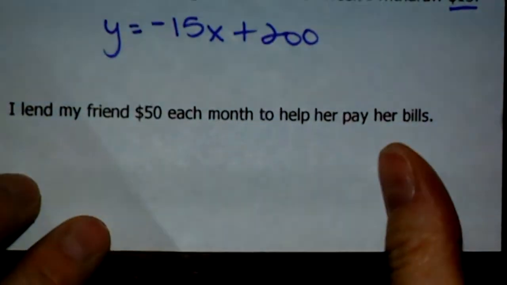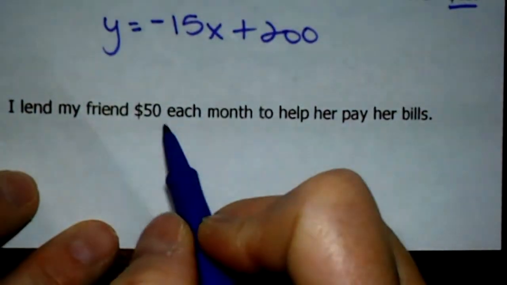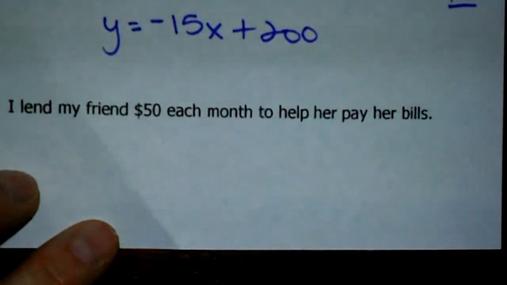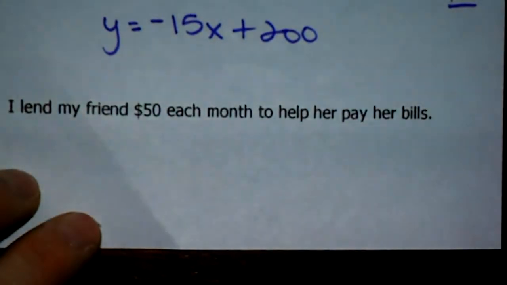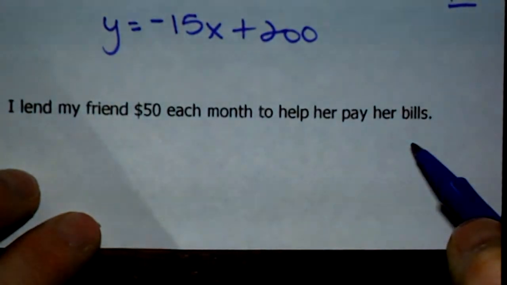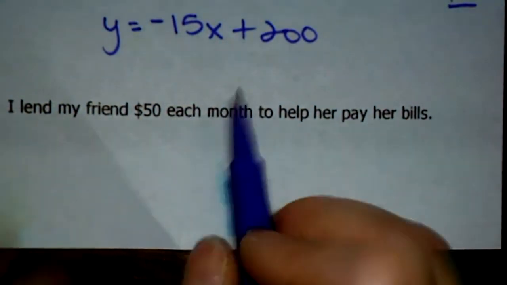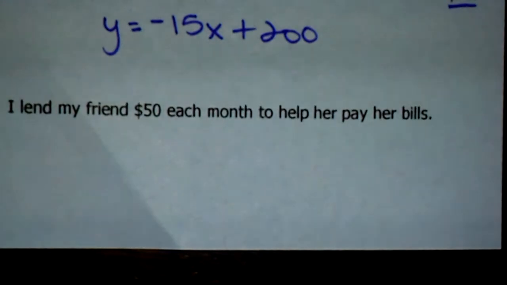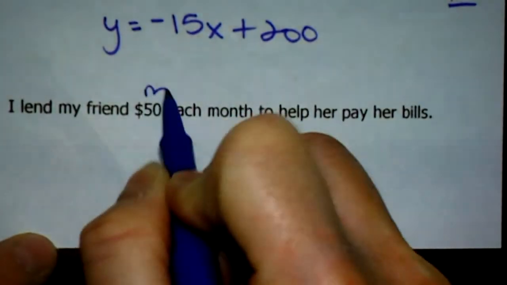Okay, last one here. Yes, the last one, thank goodness. I lend my friend $50 each month to help her pay her bills. It's so nice. So with this one, the starting point doesn't really tell you what the starting point is. It just tells you that every single month you're lending $50, right? So that would be the slope, that rate.